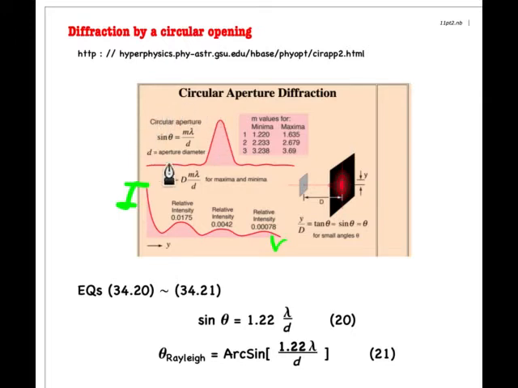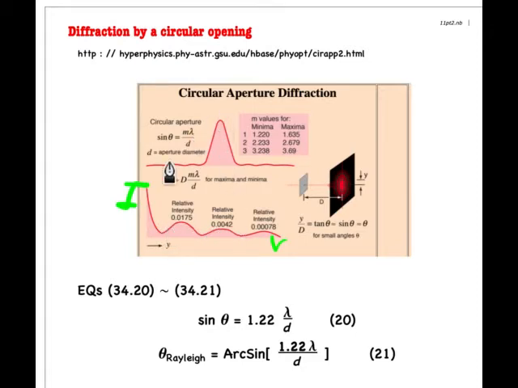This equation, sine theta is m lambda over d. m can be 1, 2, 3, and so on. And these are the values for minimum intensity and maximum intensity. You get the largest intensity at around theta equals 0. And there's a big central region. But then there are these little fringes on the outside where you have alternating high intensity and low intensity.